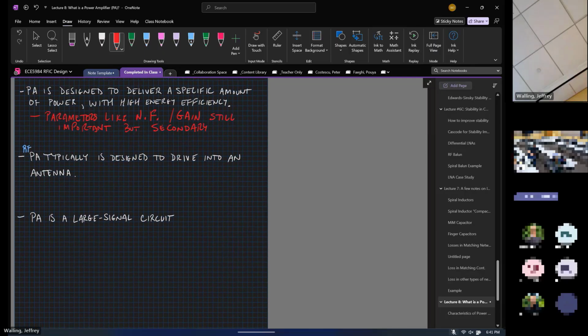RF PAs are typically designed to drive into an antenna. We typically call them something different if they're not driving into an antenna. In wireline systems, they might be driving a 50 ohm impedance, like a transmission line, but they tend to call those line drivers or just drivers. They're doing a very similar thing though, so a lot of the design principles are similar. Although they tend to need to be very wide band, whereas our RF PAs tend to be very narrow band. Now, a couple of things about this are important.